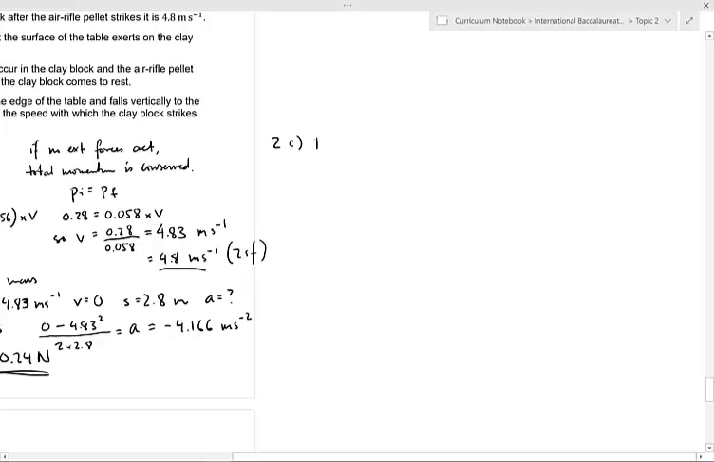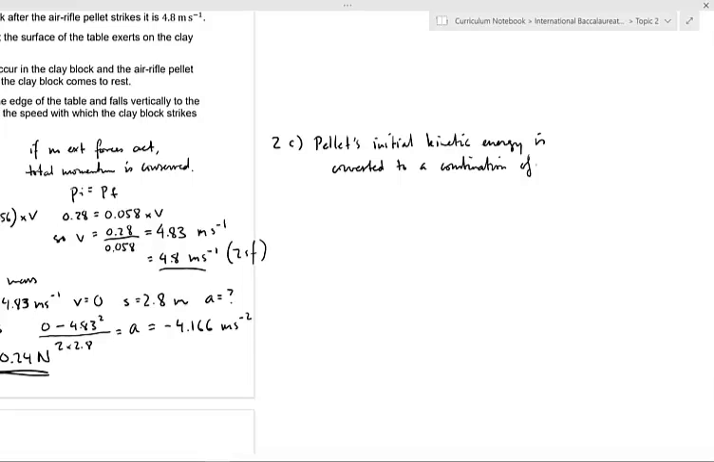So the pellet's initial kinetic energy is converted to a combination of heat as it slides into the block, and we're going to call that energy internal energy of the block and pellet.